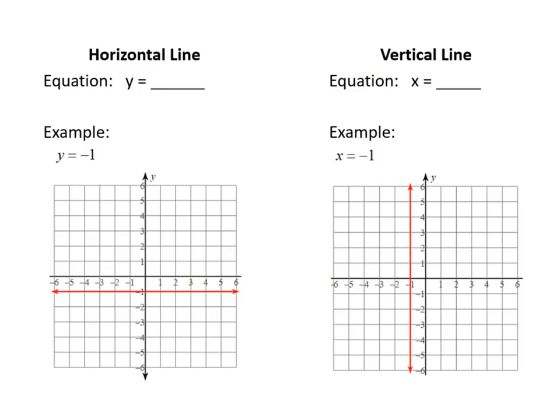If we look at the examples we have here, on the left we have a horizontal line. And notice that the equation for a horizontal line is y equals. So when I have the equation y equals negative 1, I find negative 1 on my y-axis and draw on a horizontal line. On the right I have a vertical line. So my equation is in the form x equals. In my example, I have x equals negative 1. So find negative 1 on the x-axis and draw on the vertical line.